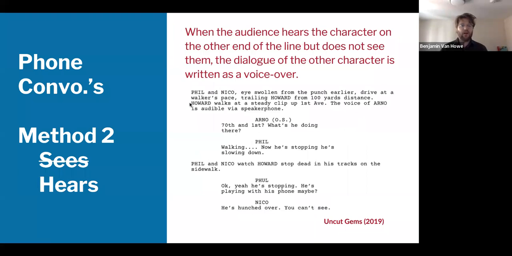If you have a phone conversation where we don't see the other person, but we hear them, then you could have voiceover written. And in this example, it says off screen, which could also work, but voiceover might be a little bit clearer. We're hearing this come through the phone, right? So making that clear. And then in the action line, it even says the voice of Arno is audible via speakerphone, right? So making that clear for the reader.